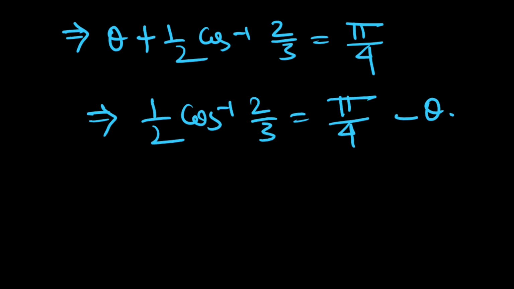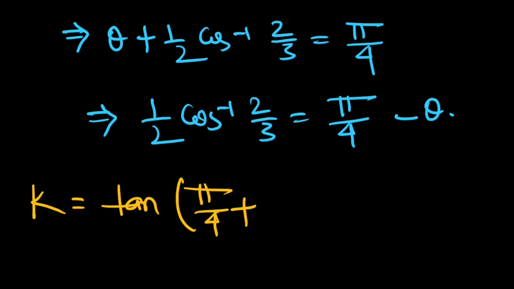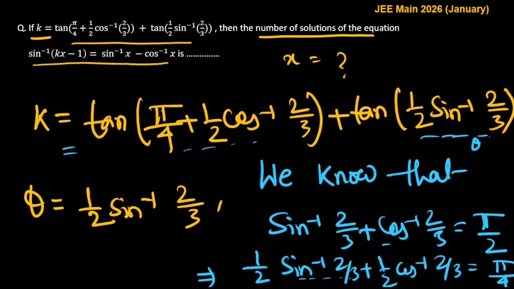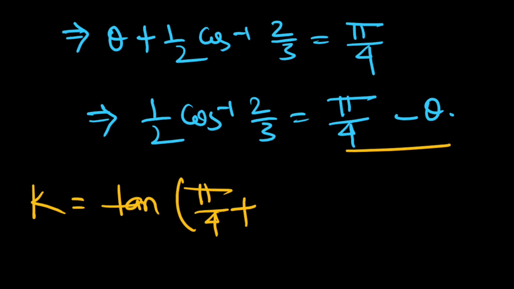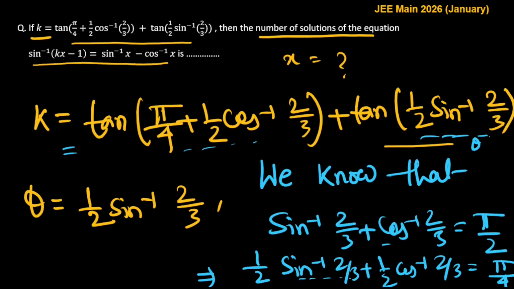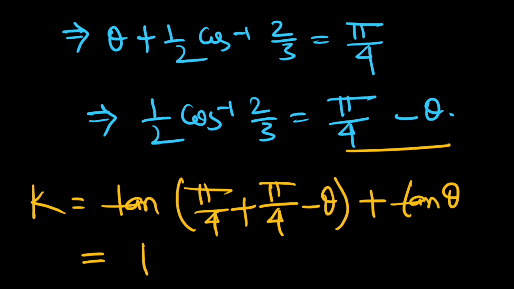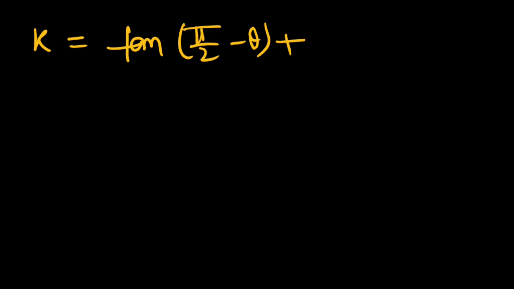Therefore k, we write in terms of theta. So k is equal to tan of pi by 4 plus half of cos inverse 2 by 3, which is pi by 4 minus theta, so pi by 4 plus pi by 4 minus theta, plus the second term tan of theta. Therefore that is equal to tan of pi by 2 minus theta plus tan of theta. Therefore we got k is equal to tan of pi by 2 minus theta plus tan theta.